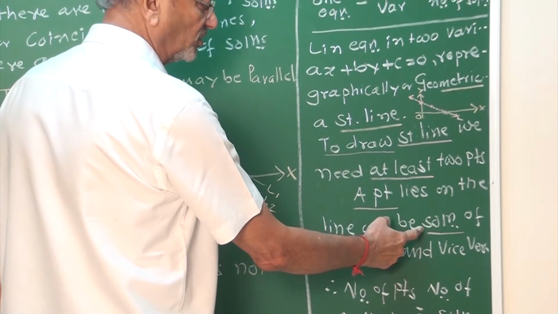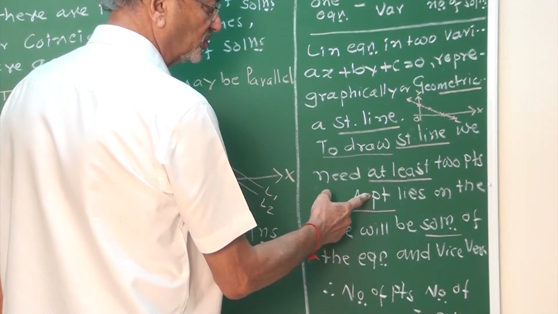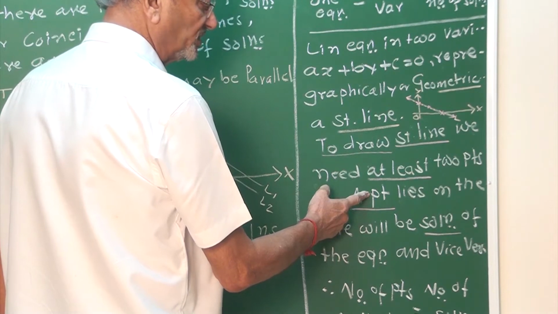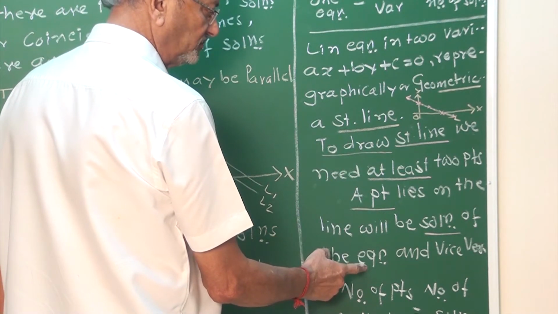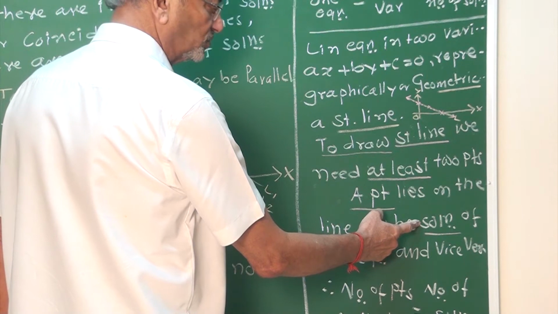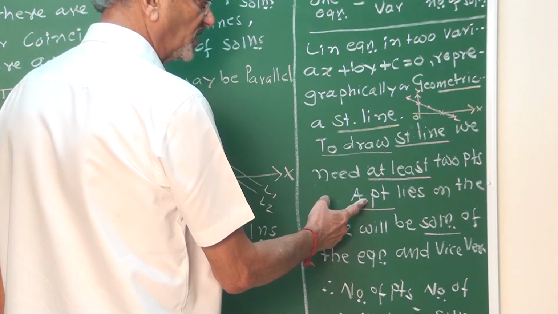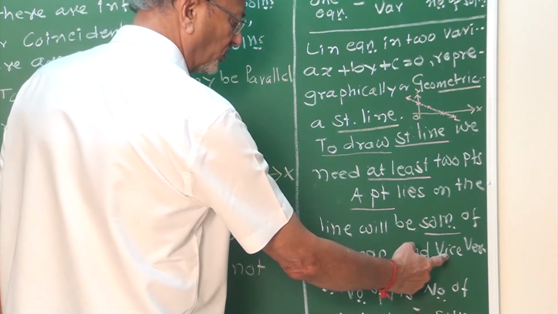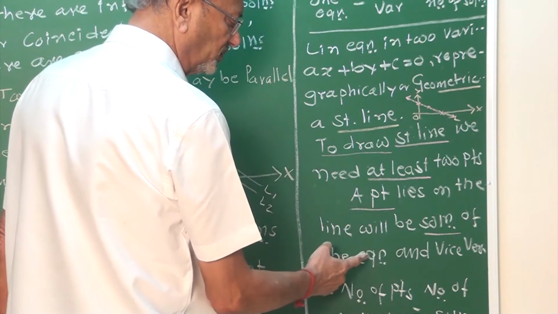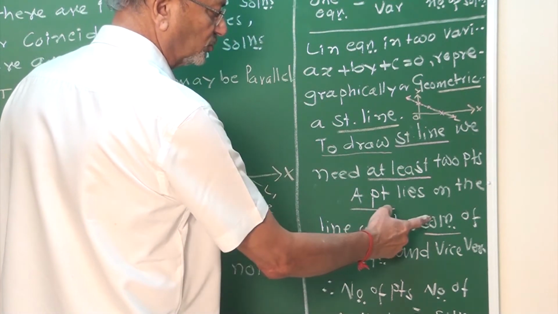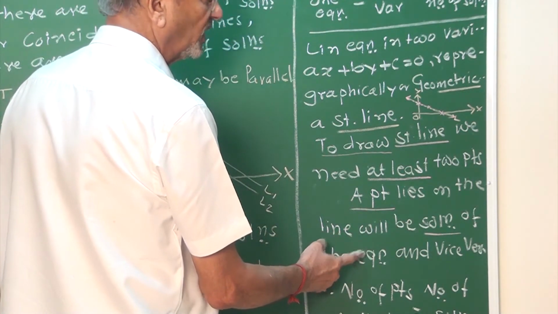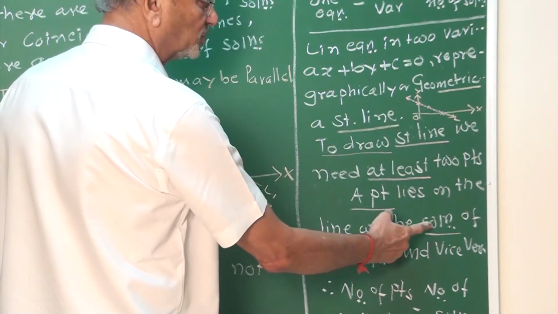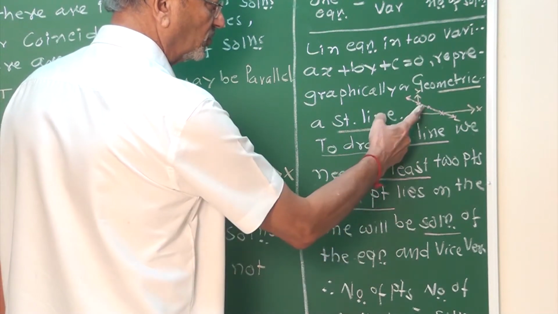A point which lies on the line means what? The coordinates of these points, they are the values of x and y which satisfy the equation, and will be the solution. Therefore, a point which lies on the line will be a solution of the equation, and vice versa. Vice versa means what? A solution of the equation, the values of x and y, is always a point which lies on the line. Point is a solution. Solution is a point on the line.